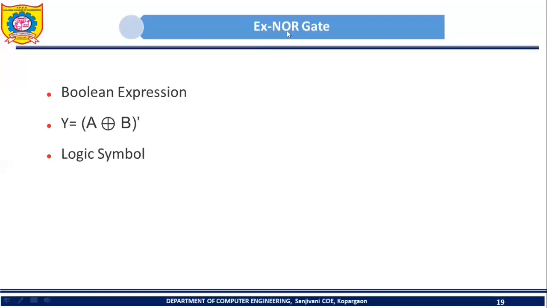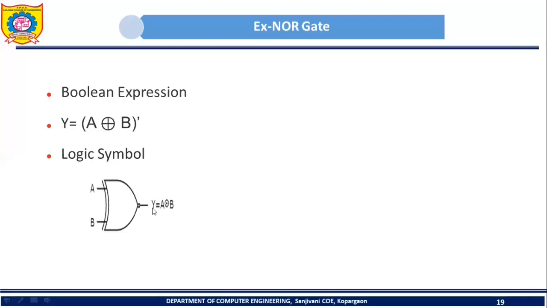Then logic symbol. This is the logic symbol of XNOR gate. If you observe this logic symbol, you will come to know that first of all we have the logic symbol of XOR gate, and that logic symbol is followed by one bubble. This bubble indicates NOT gate. So NOT gate is present on the output side of XOR gate. So this is the logic symbol of XNOR gate.